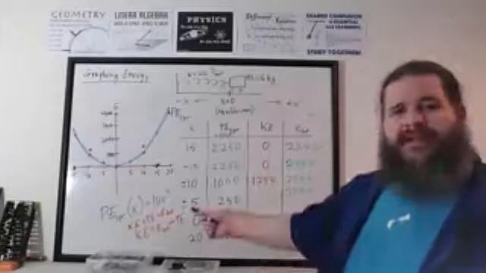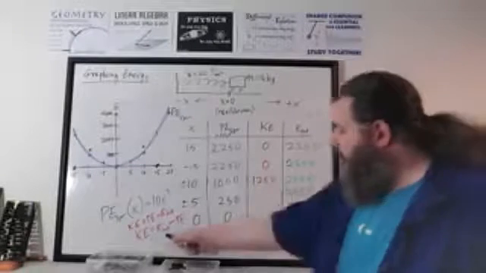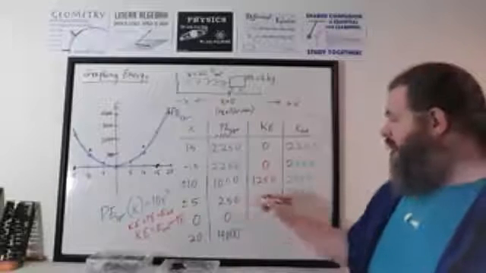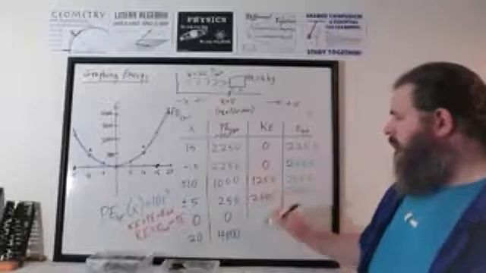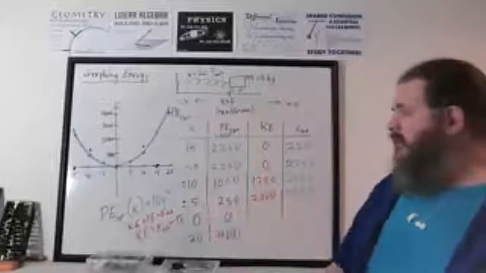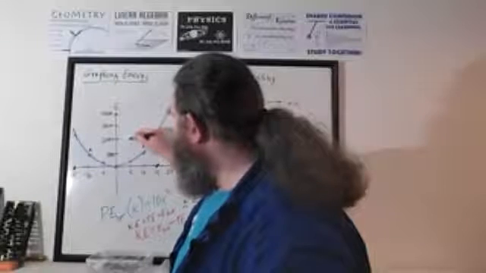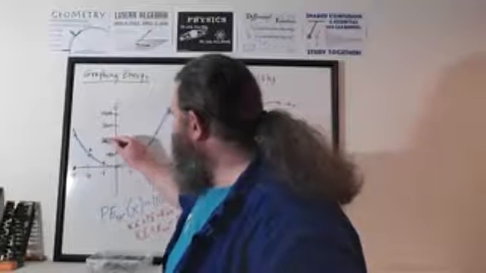Or if we fill in 5 or negative 5. Again, E total minus potential energy, that's 2250 minus 250. So we're left with 2000. So at 5 or negative 5, the kinetic energy must be 2000. 5, 2000, negative 5, also 2000.